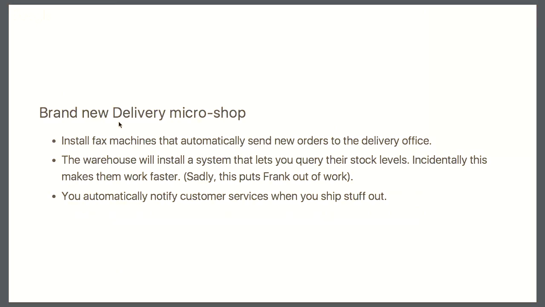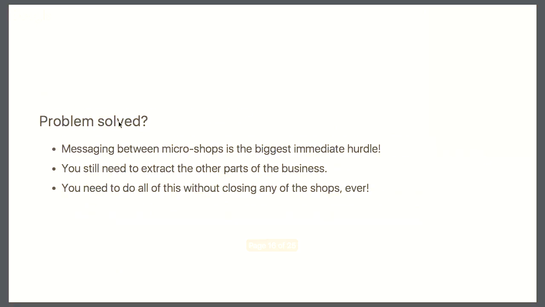Okay, so this is our brand new delivery micro shop. You install a bunch of fax machines that automatically send orders out to the delivery office. The warehouse installs a new system. You can query their stock levels. We put Frank out of work because we don't need him anymore. Sorry, Frank. And you automatically notify customer services when you ship stuff out, right? So you've built effectively a messaging system, right?